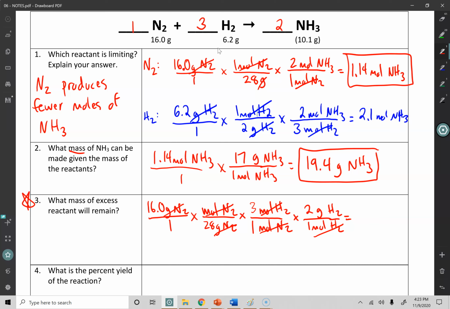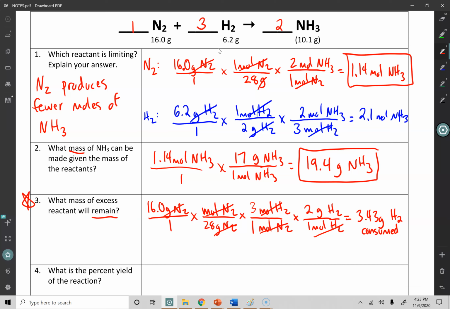So I've got 16 times 3 times 2. I'm going to divide that by 28. And I come up with, this is really my only measured value, 3.43 grams of hydrogen consumed. Or used, sure. A lot of students make the rookie mistake of being so excited that they have a number that makes sense. It's a mass, it's not too big. Great, I'm done. Careful, it's asking what mass will remain.